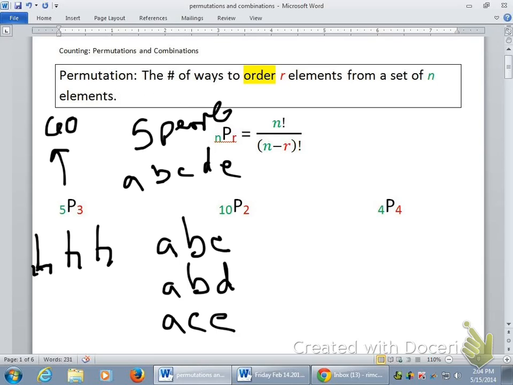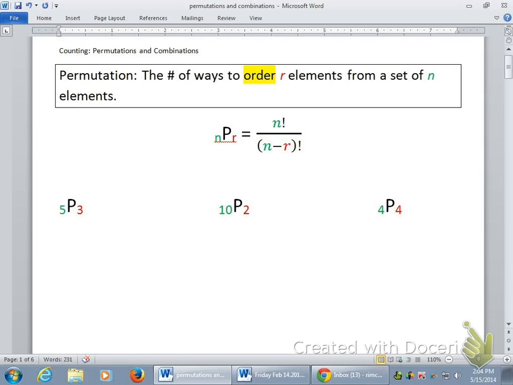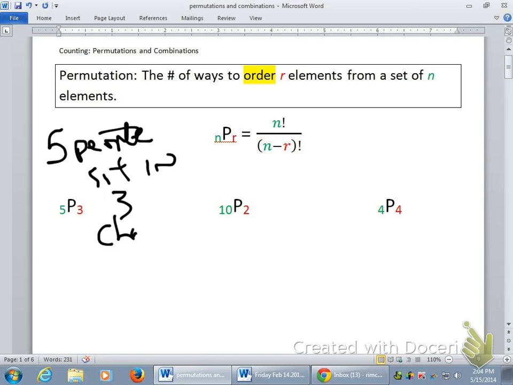The order matters here. The way that I have this written down, ABC would be different than ACB, wouldn't it? Okay? So the order matters. And that's where we are on this problem. So this problem here actually becomes, how many ways can 5 people sit in 3 chairs? Okay? And that's what this goes for.